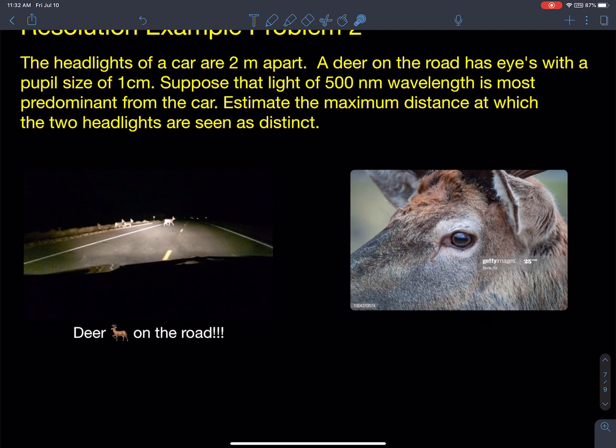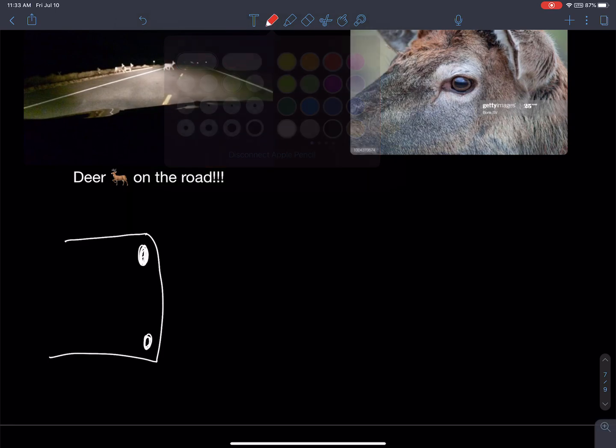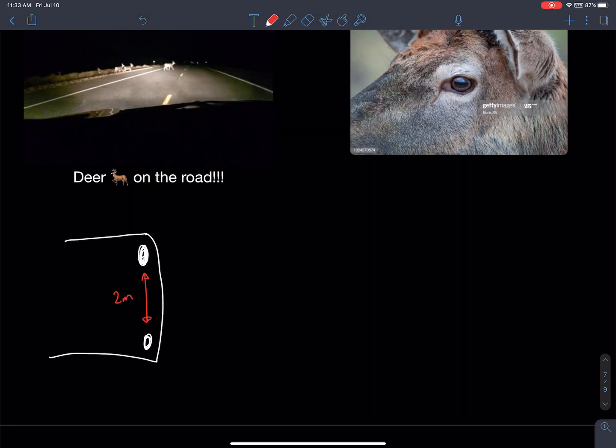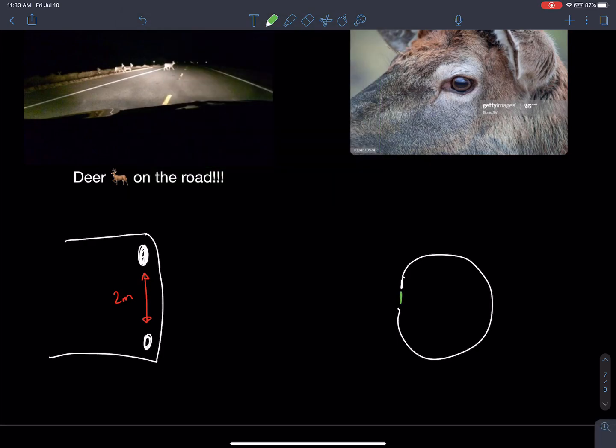Okay, so before solving this problem, let's draw the situation. Here's a bad version of a car, but these are the headlights on the car. And these headlights are 2 meters apart. Okay, and the deer is somewhere over here and has a very large eye, with a pupil that is going to be 1 centimeter in depth, equal to B, so the slit width there is 1 centimeter. Remember, it's a circle, so it's going to have a different equation.